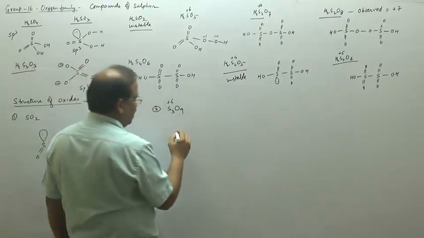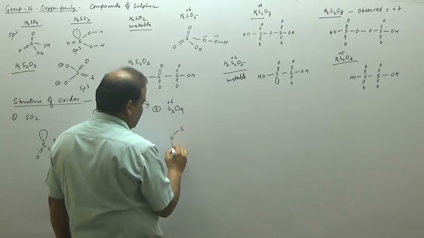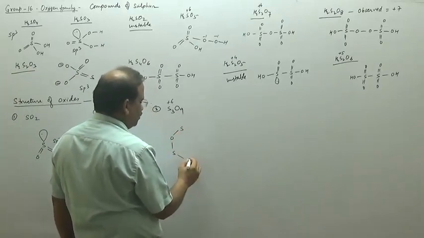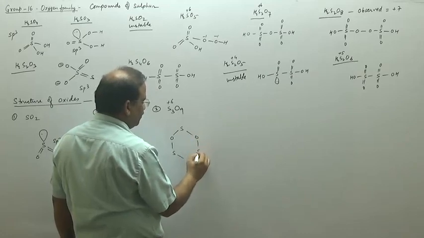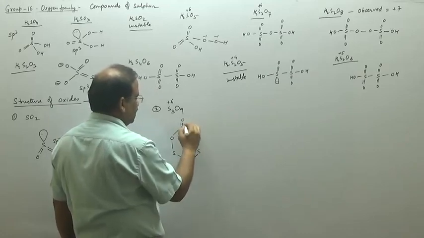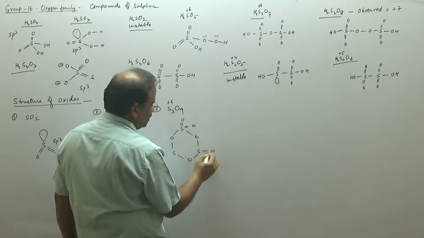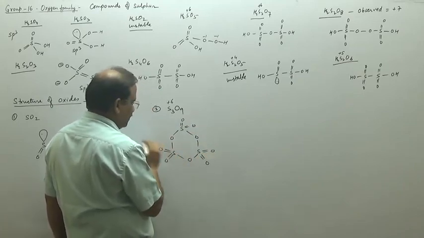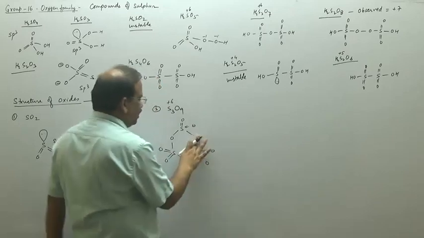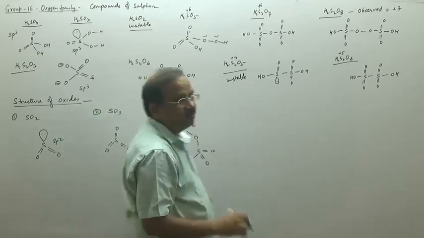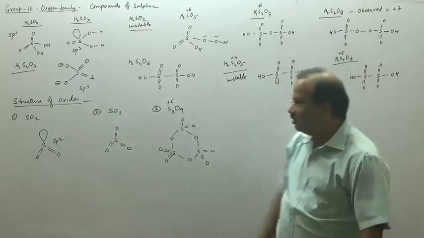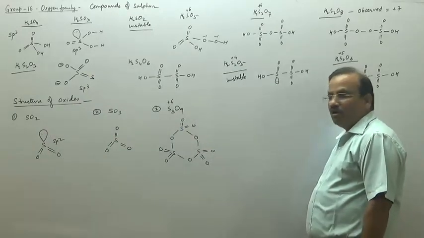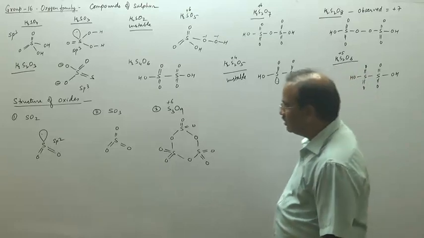So S3O9, as I told you, the structure should be like this. We can write that there will be an oxygen between each sulfur atom. So I can write this like this. So that is how we get the structure of this. That is the structure we have. And between each sulfur atom there will be one oxygen atom. So that is how we get the structure of the oxides of sulfur.